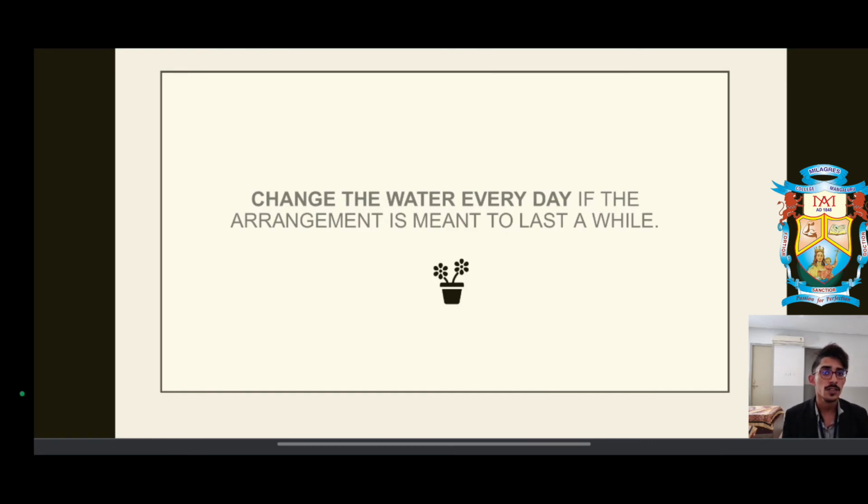So what happens when we change the water? It gets more nutrients, and we can also add some more nutrients into it. Basically we can add Listerine or any other kind of chemical, so that it can extend its life. It can have more nutrients and thereby prolong its life.